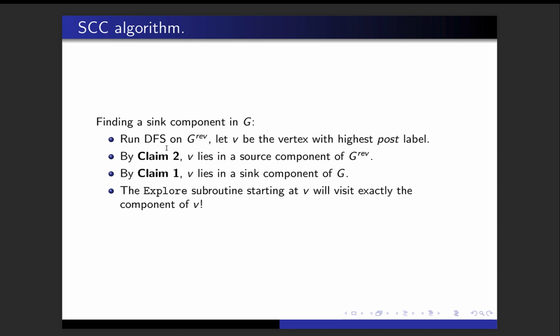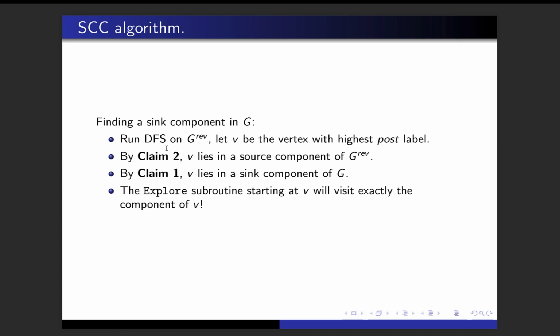Well, I will run DFS on the reverse graph. I will first build the reverse graph and I will run DFS. I will get the vertex V with the highest post label. By claim 2, this vertex V lies in a source component of the reverse graph. But that means, by claim 1, that V lies in a sink component of graph G, the original graph. So now I found a vertex in the sink component. I can run explore from this vertex and I know that I will visit exactly the vertices in the same component, which is the sink component.